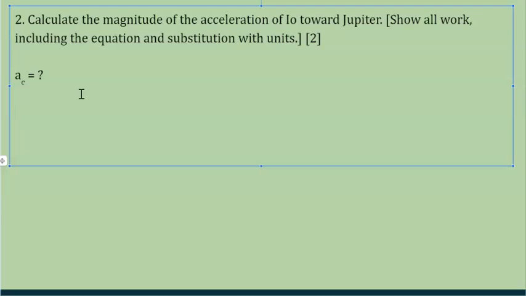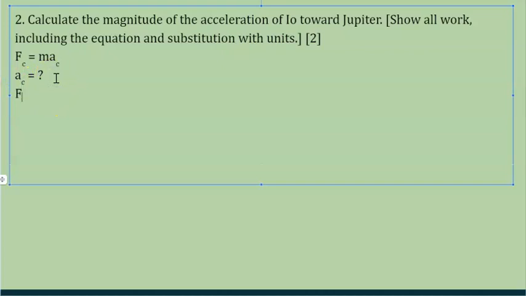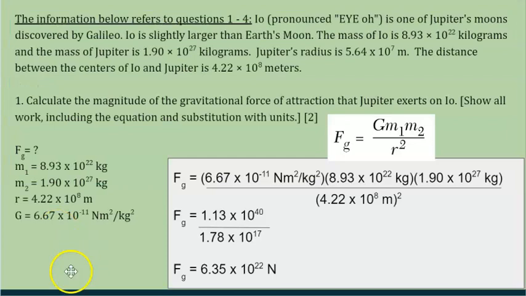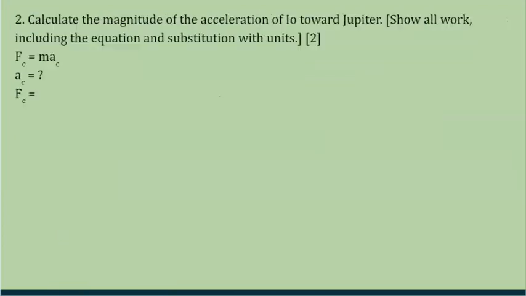The easiest way to see which one you should use is to list out what you know. The most common check is to see if you have velocity and radius. We don't have velocity. We don't know how fast Io is moving. We cannot use ac equals v squared over r. So I'm going to go with Fc equals mac. I know I'm solving for ac. I do have Fc. That's what I calculated already in the last question. So that's going to be 6.35 times 10 to the 22 newtons.